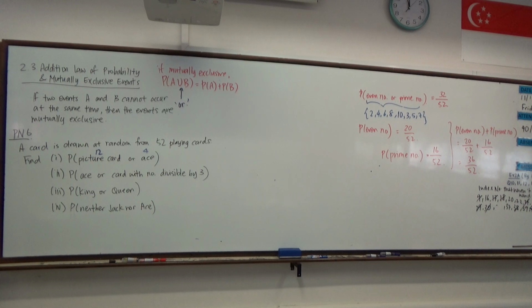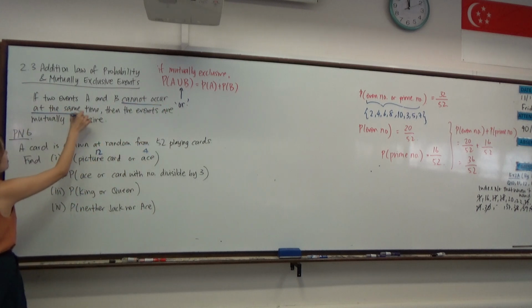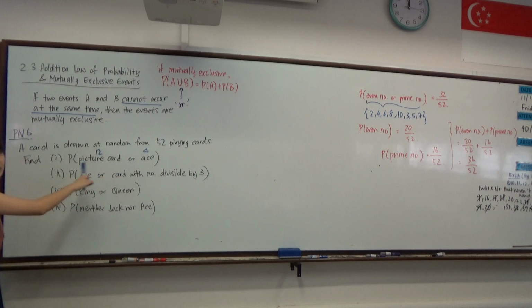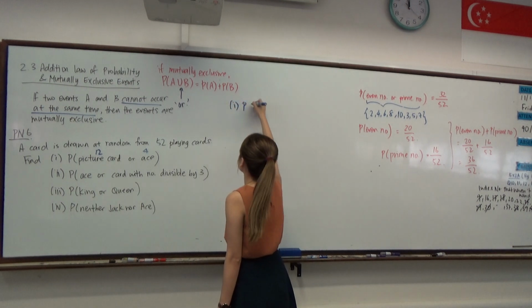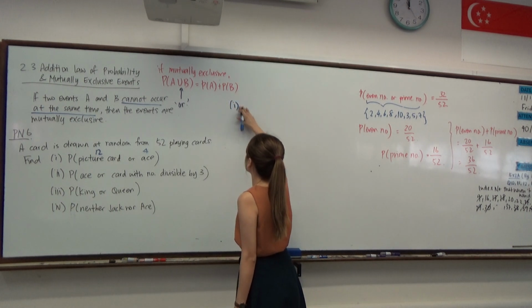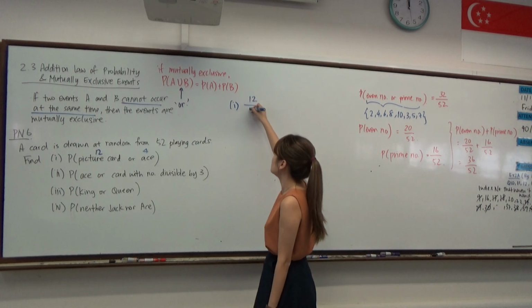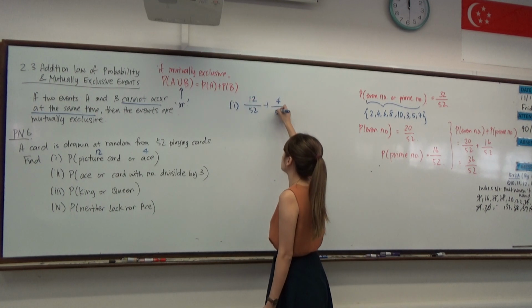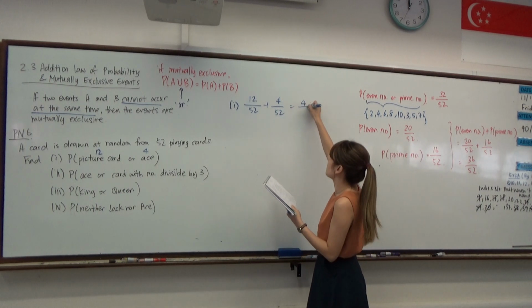Is it yes or no? Mutually exclusive is if they cannot occur at the same time. Okay? So they cannot occur at the same time. They are not related to each other. Alright? So therefore in this case, to find the probability that we want, okay, I just do the working up. Right? We will have 12 out of 52 plus 4 out of 52. Okay? Then you will get 4 over 13 simplified.